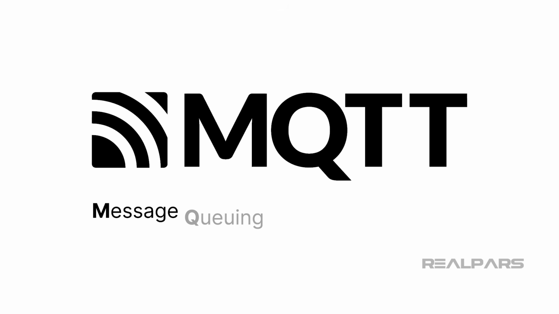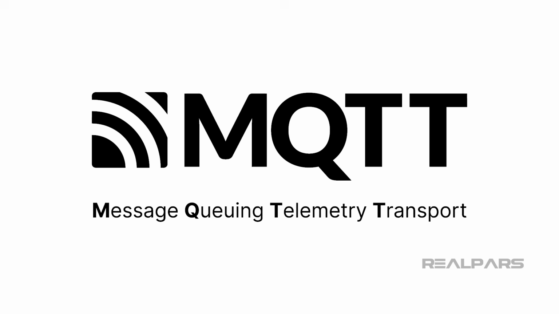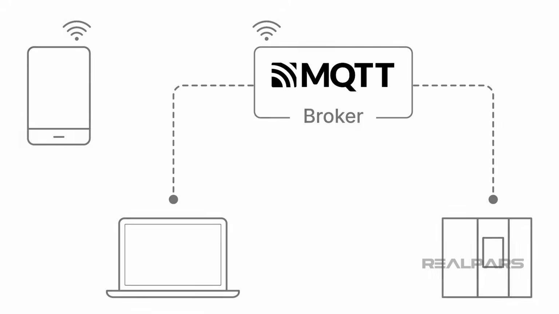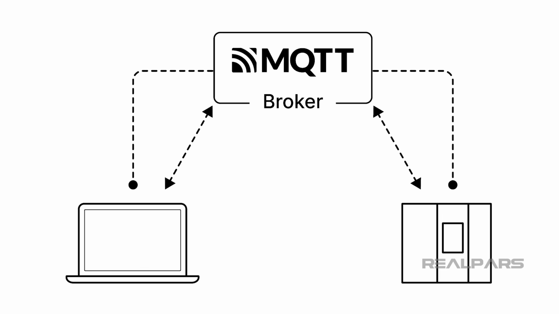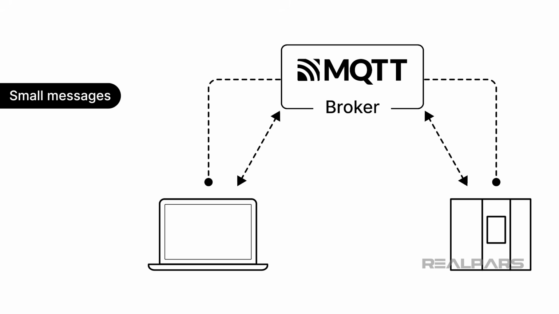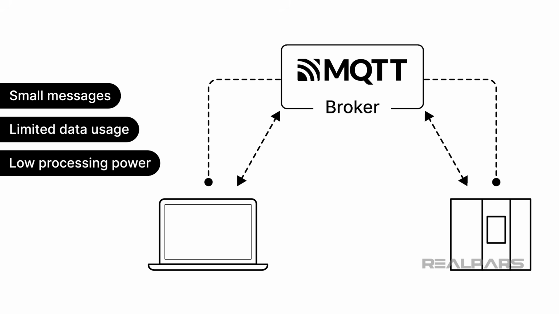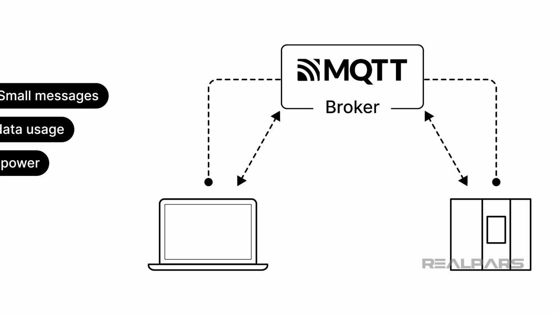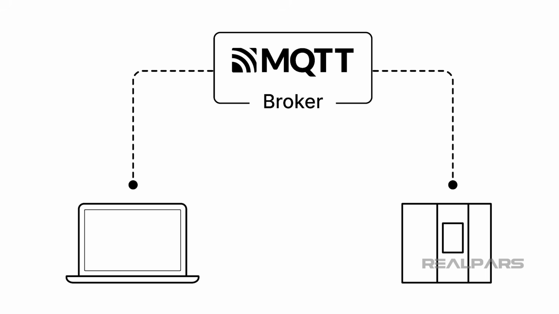MQTT stands for Message Queuing Telemetry Transport, and that's the last time you'll hear that long-winded phrase in this video. Think of MQTT as a set of rules that enables devices to exchange data with one another over the internet or a local network. It is a bidirectional communication protocol that uses small messages, limited data usage, and doesn't require much processing power. MQTT is event-driven, which means it doesn't send continuous data. Instead of transmitting data all the time, devices communicate only when necessary.